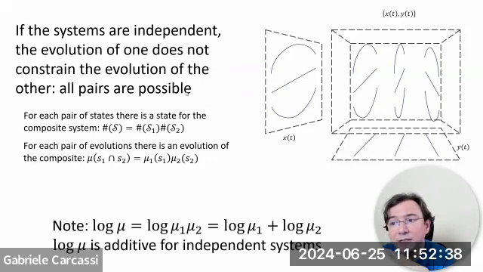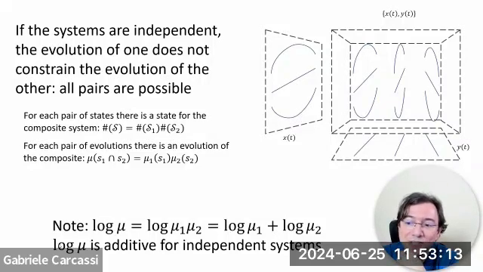If the systems are independent, instead, for any evolution of one system, we have a corresponding one; it doesn't constrain the evolution of the other system, so we have all the possible permutations. Therefore, the number of evolutions of the total is the product of the number of evolutions of the individual systems. What we can do then, instead of looking at the number of evolutions, since the logarithm of the product is the sum of the logarithms, and we want our entropy to be additive, is to consider the logarithm of the number of evolutions. And now this is going to be additive for independent systems, because in an independent system, the number of evolutions is going to be the product.